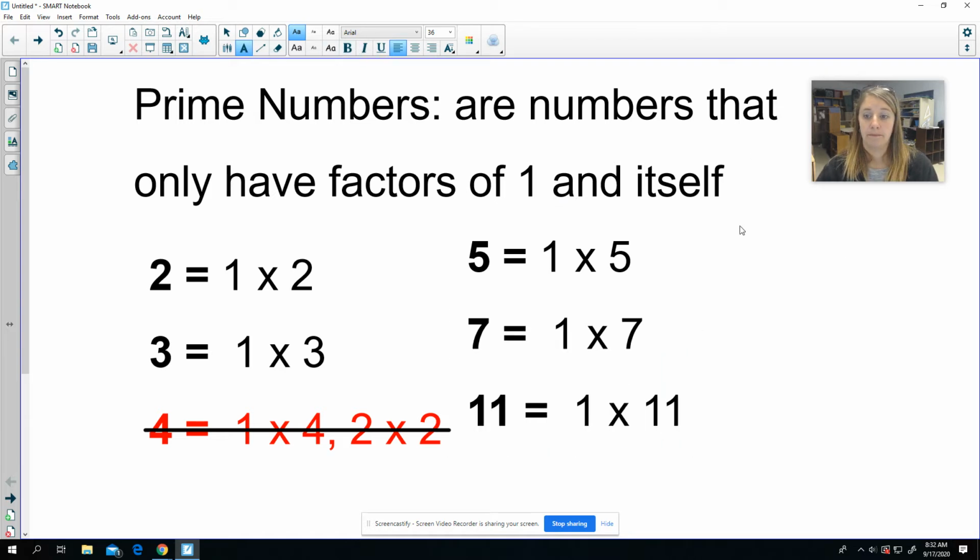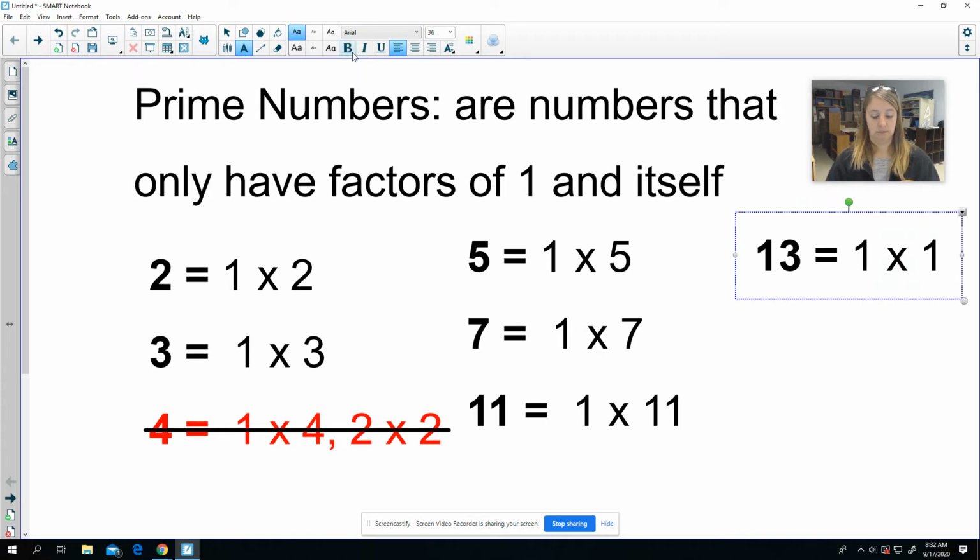Then we have 12, and we have 1 times 12, 2 times 6, 3 times 4. More options, not a prime number. So 13 is a prime number because it's only 1 times 13.